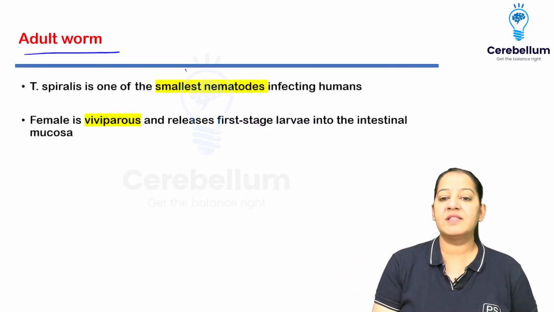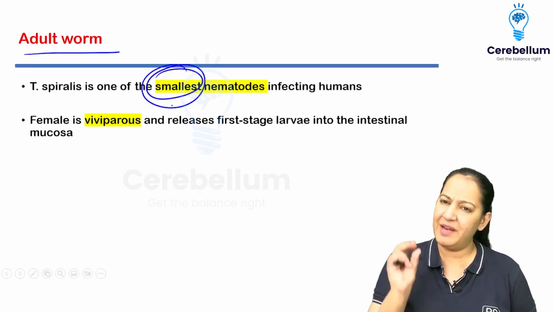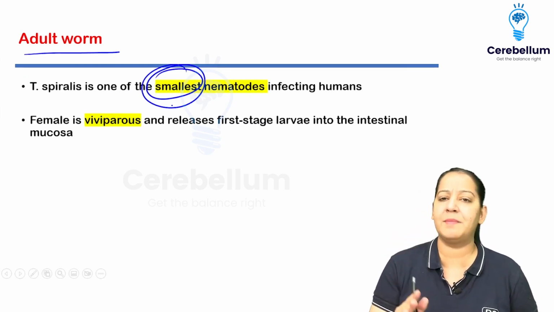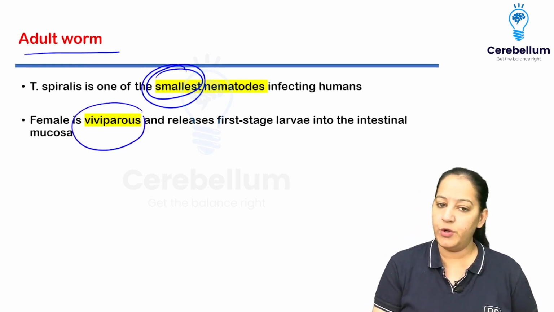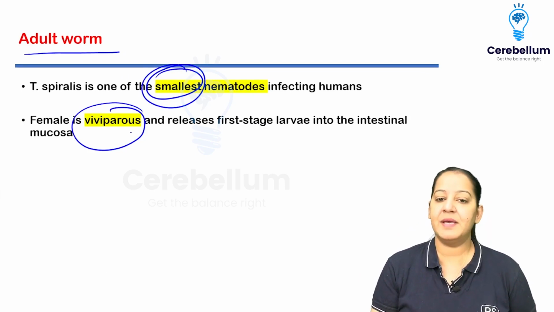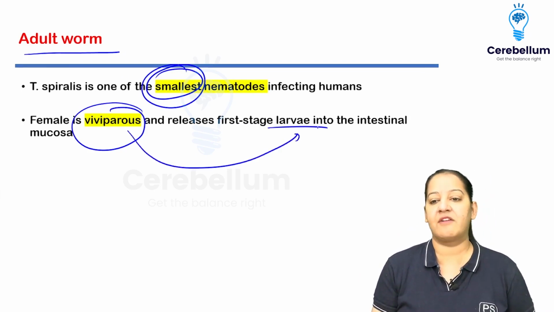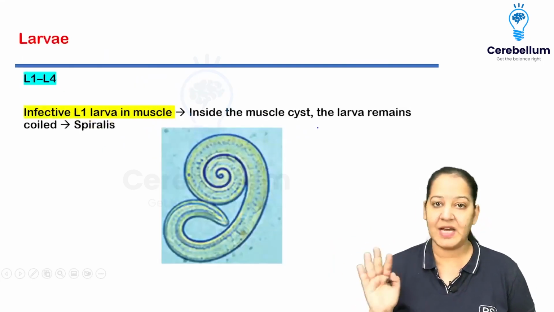The adult worm is the smallest nematode. The male and female are very small. It is the smallest nematode among all nematodes. And as I told you, it is viviparous. Viviparous means the female directly releases the larva without egg in the intestine of the human.